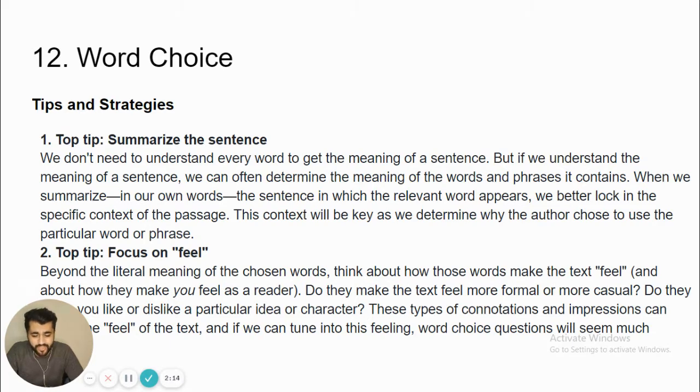Number two, focus on the feel. Beyond the literal meaning of the chosen words, think about how those words make the text feel and how they make you feel as a reader. Do they make the text feel more formal or more casual? Do they make you like or dislike a particular idea or character? These types of connotations and impressions can give you an idea about the feel of the text. And if we can tune into this feeling, word choice questions will seem much easier.